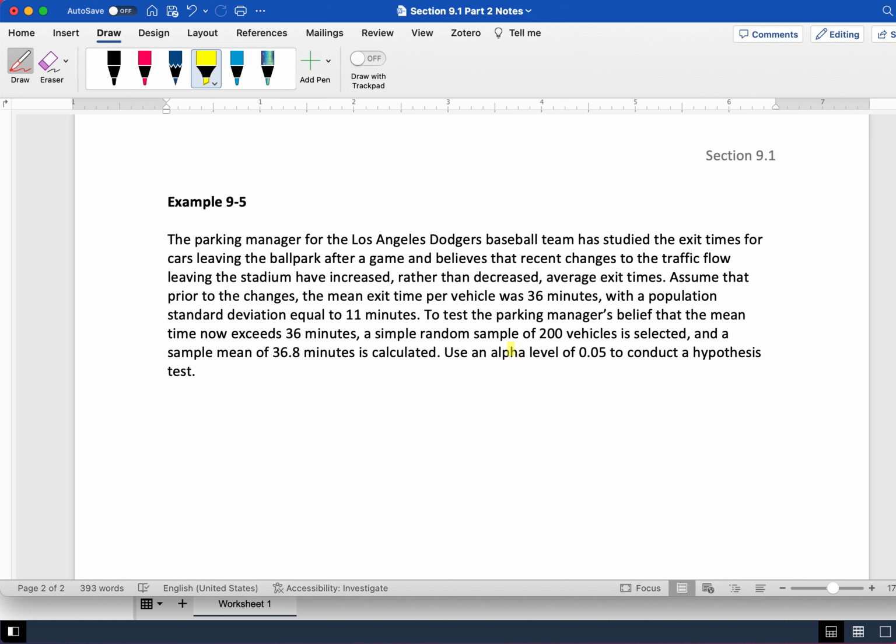So let's start with our claim. Our claim is that the mean time now exceeds 36 minutes.